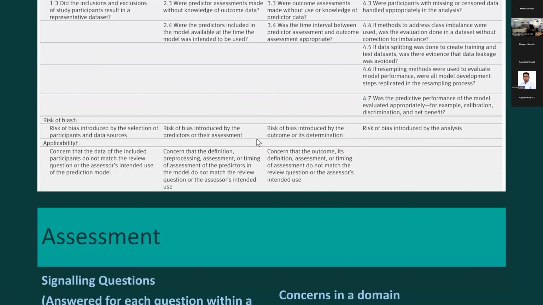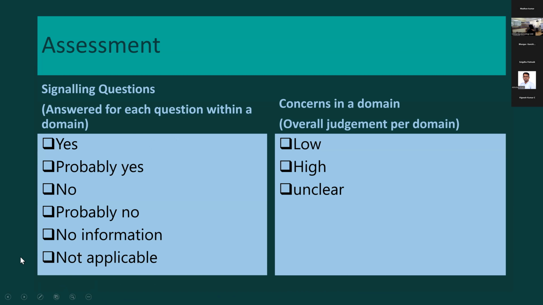And how do we rate? For each signaling question, this is how we rate: yes, probably yes, no, probably no, no information, and not applicable. Regarding concerns in a domain, it's rated as low concern, high concern, or unclear concern.